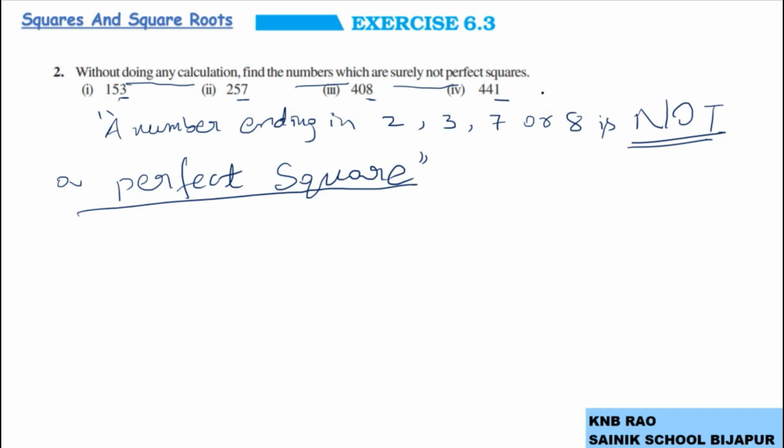Okay, so this is the answer for today's session. This much is enough. From question number 3 of exercise 6.2, we will continue. You write the work I have given, the 3rd and 4th of question number 1, and write this second question as a solution in your exercise book as homework. So for today, this much is enough.